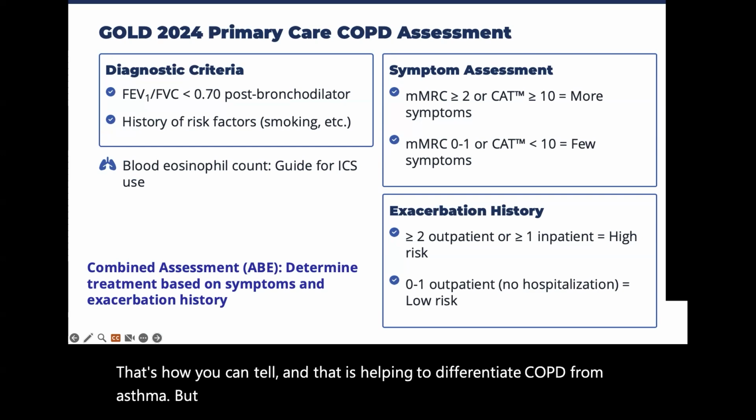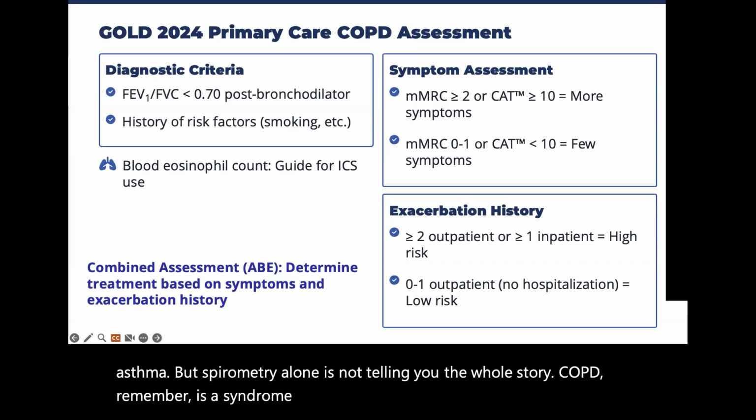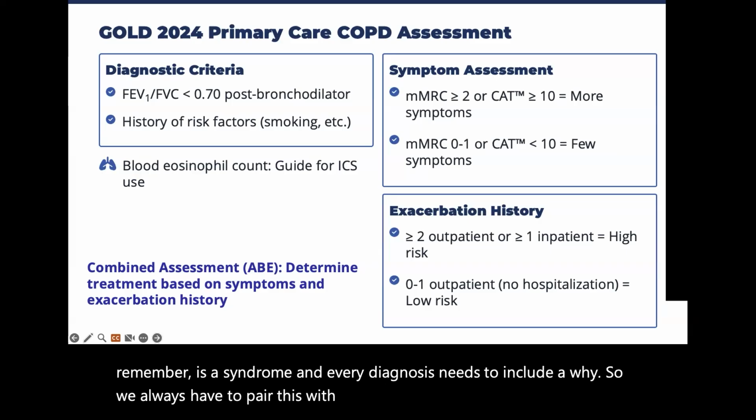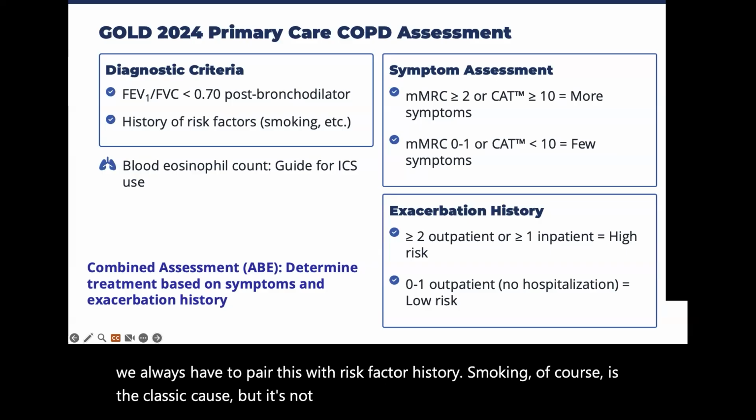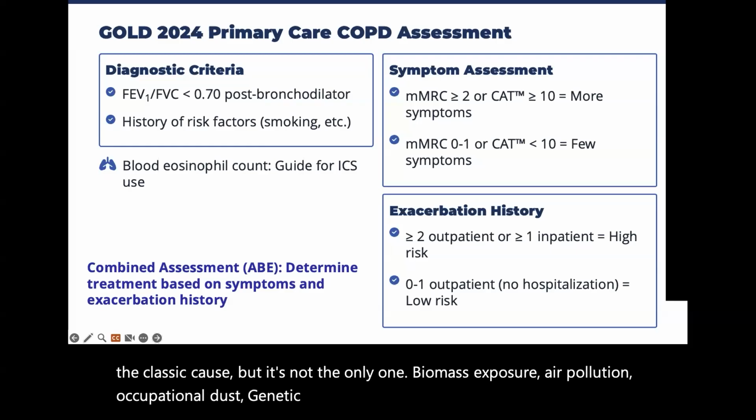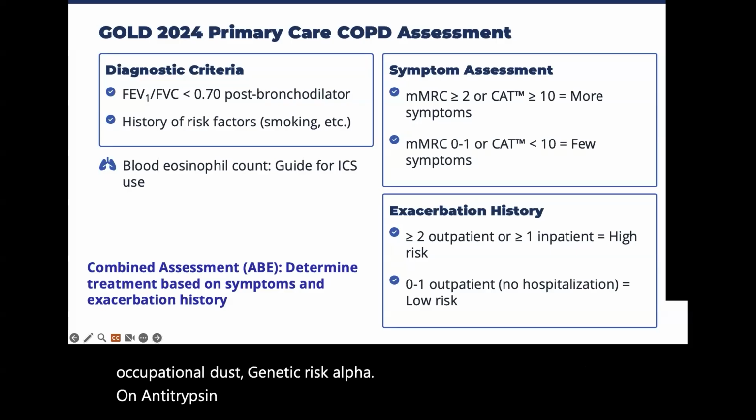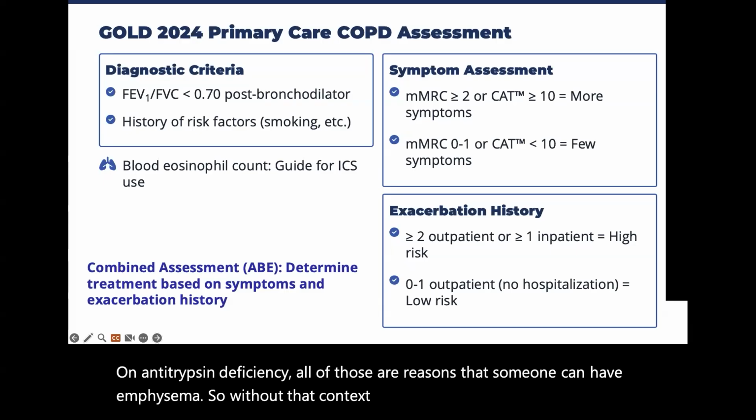But spirometry alone is not telling you the whole story. COPD, remember, is a syndrome, and every diagnosis needs to include a why. So we always have to pair this with risk factor history. Smoking, of course, is the classic cause, but it's not the only one. Biomass exposure, air pollution, occupational dust, genetic risk, alpha-1 antitrypsin deficiency, all of those are reasons that someone can have emphysema. So without that context, obstruction could just be poorly controlled asthma.